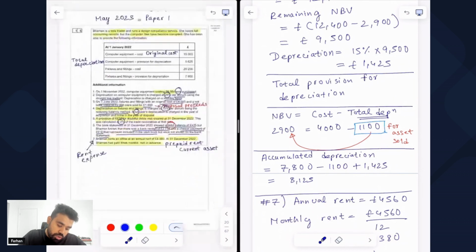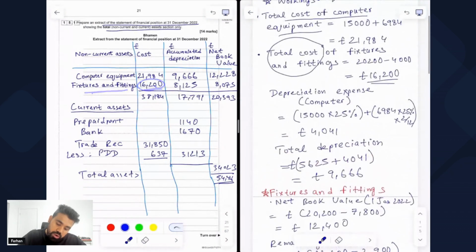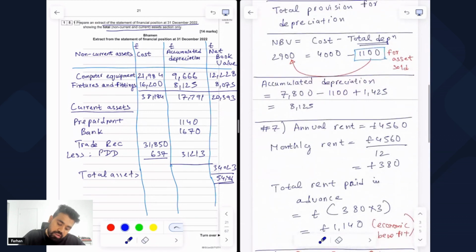So let's go back to the balance sheet. You will see that for fixtures and fittings, the original cost is 16,200 pounds, which is what comes from here after the original cost of the asset that we have sold was removed from the initial balance that we had at 1 Jan 2022. Then we subtracted the accumulated depreciation of 8,125, which is what we have just derived. This remains in the books for the remaining fixtures and fittings. So once you subtract the accumulated depreciation from the original cost, you get the net book value of 8,075 pounds.